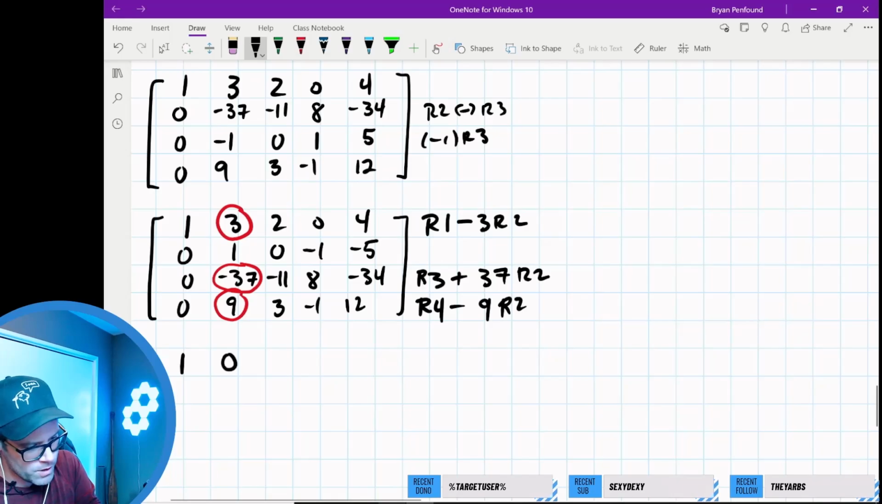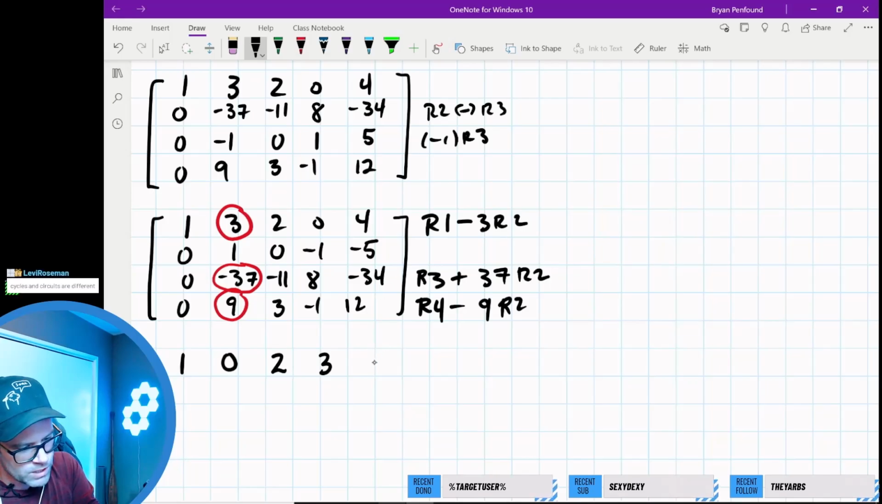Okay, 3 take away 3, 0. 2 take away 0, that's going to be 2. 0 take away -3. 0 plus 3. So that's 3. 4 plus 15 is 19. So that's going to be our new row 1.